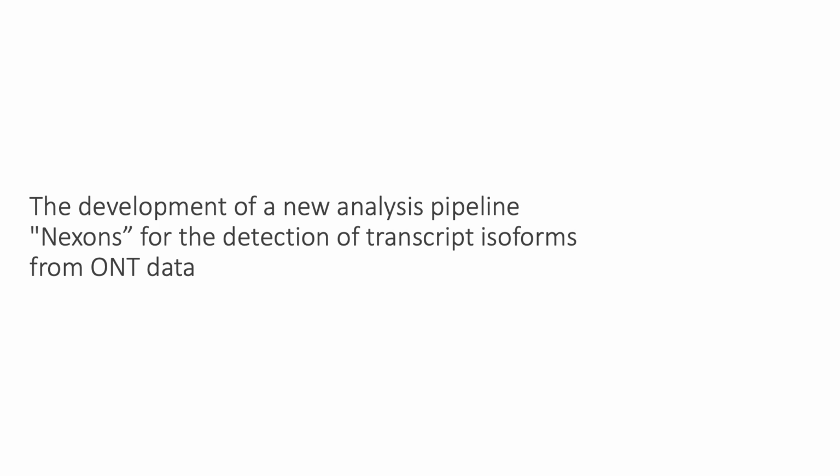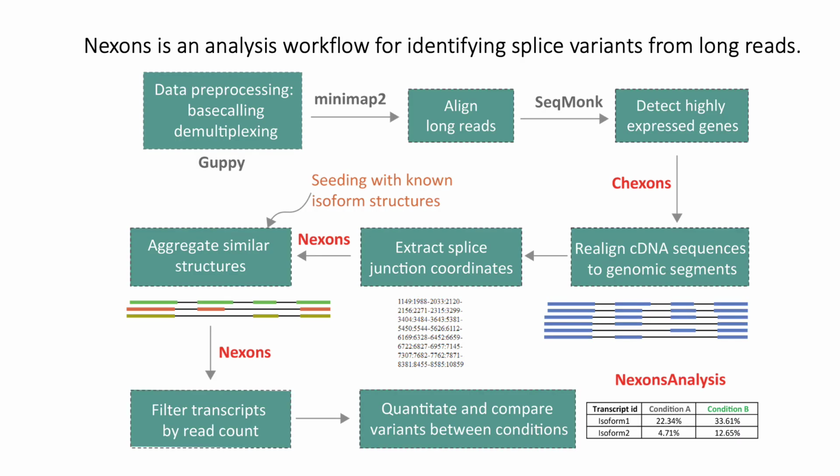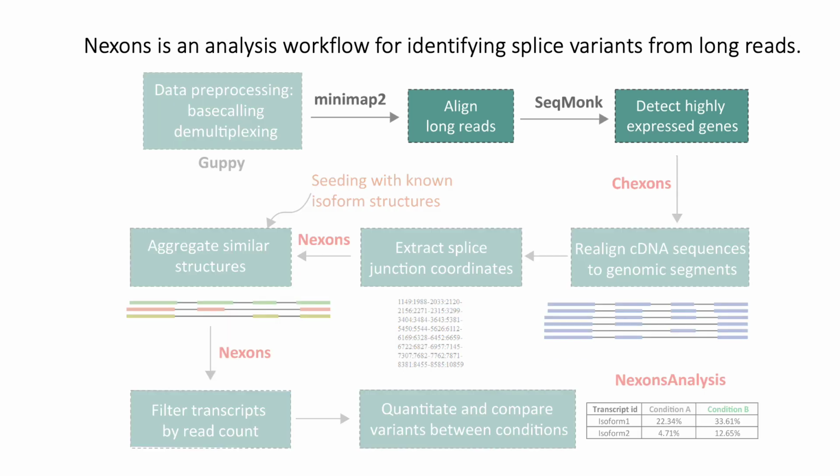Here I would like to introduce our Nexons pipeline to identify splice variants from long reads. We call this pipeline Nexons, which stands for nanopore exons. So the pipeline starts with mapping long reads using a third-party tool. In our case, it was Minimap2. Then, using a quantification tool, we first detected highly expressed genes.